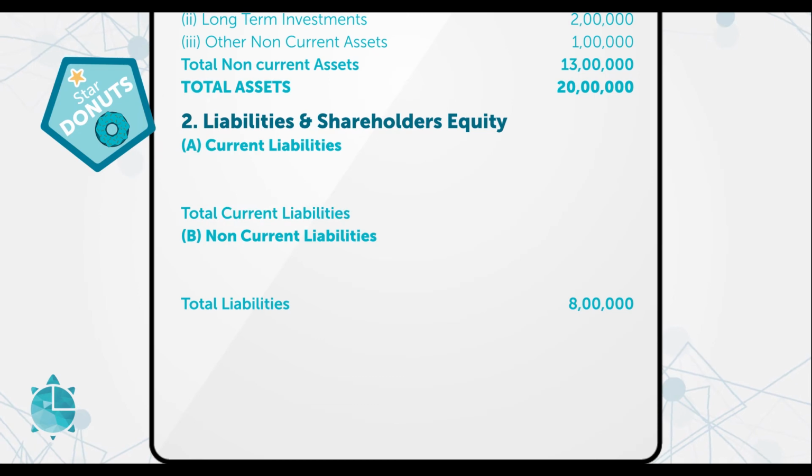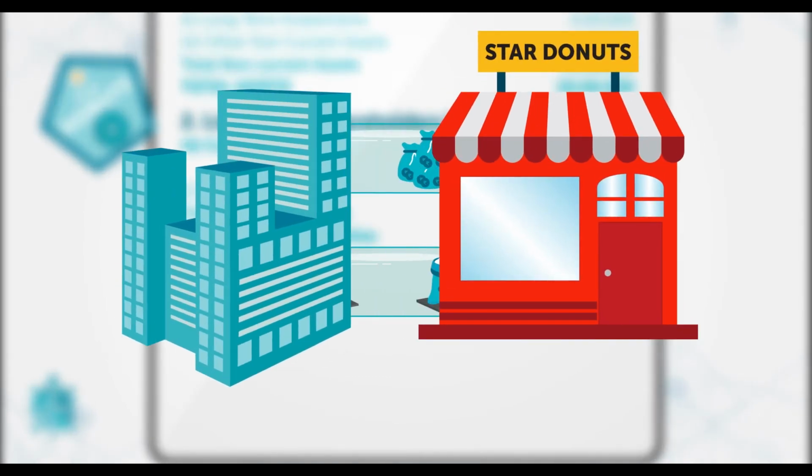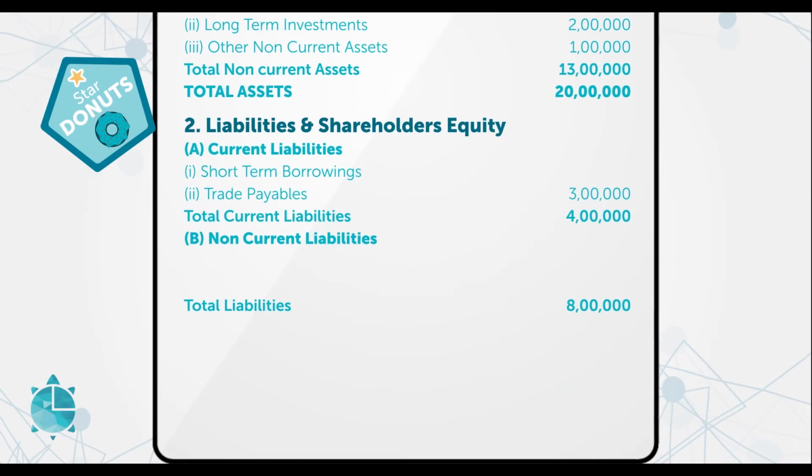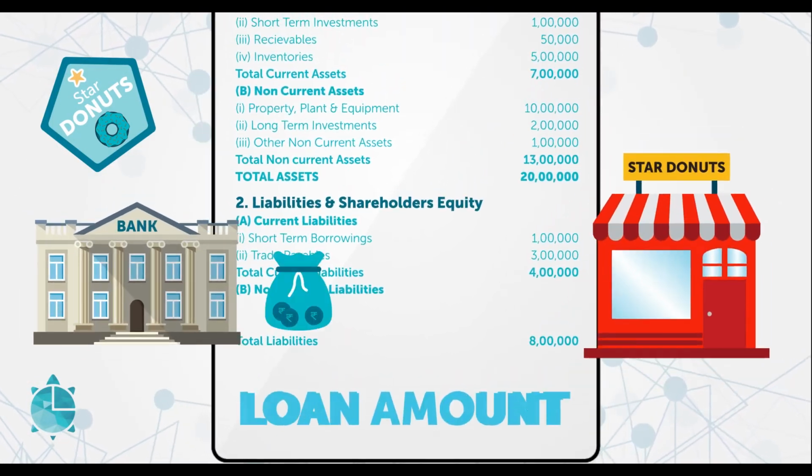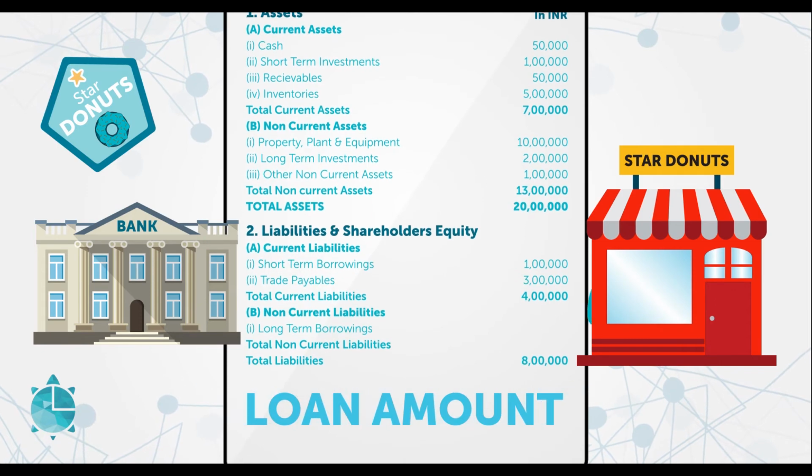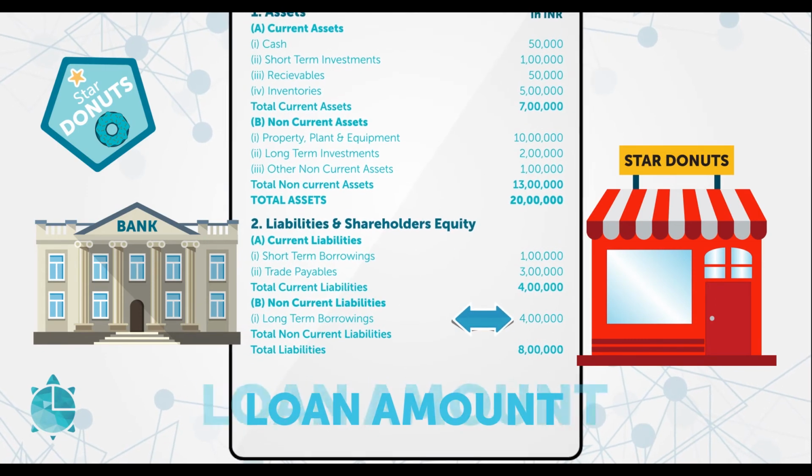The company has current liabilities of 400,000. Trade payables, mainly for payment of goods bought on credit, amount to 300,000, and short-term borrowings are 100,000. Non-current liabilities, which mainly consist of long-term borrowings, amount to 400,000. Shareholders' equity amounts to 1.2 million.